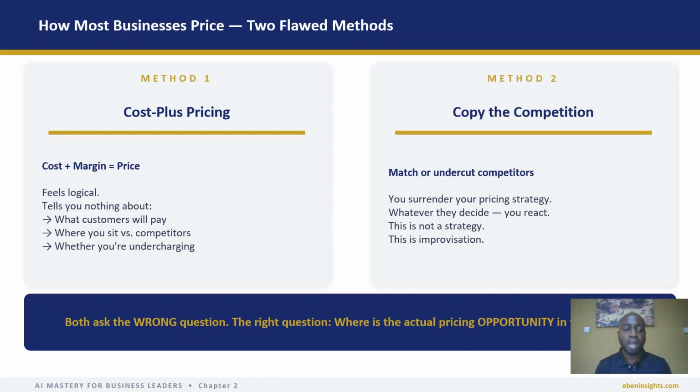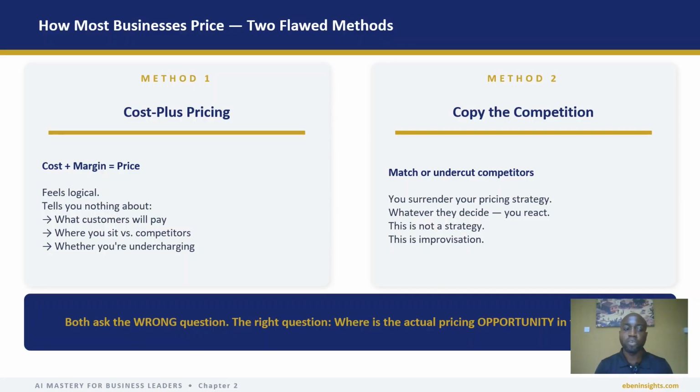Let's start with how most businesses set price. The first approach is cost plus pricing. You calculate your total cost and then add a margin. Simple, very logical, and very safe. The problem is that it completely ignores the market. It doesn't tell you what customers are willing to pay. It doesn't tell you whether you are underpricing yourself, and it certainly doesn't tell you whether you are entering an already crowded segment.